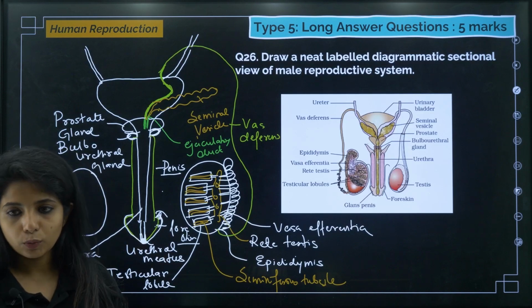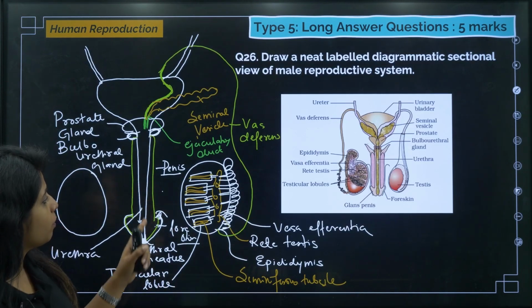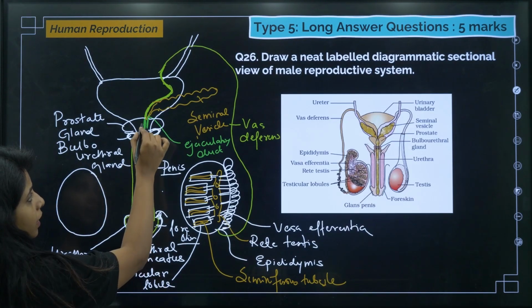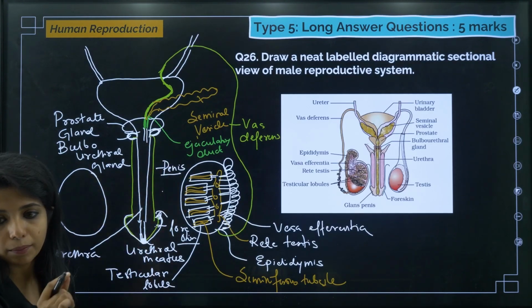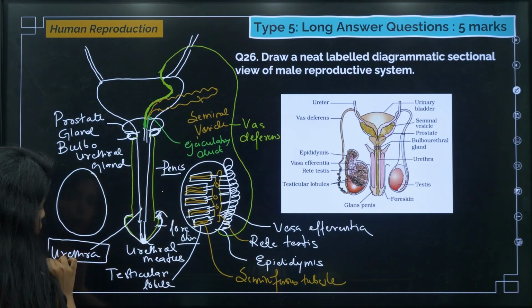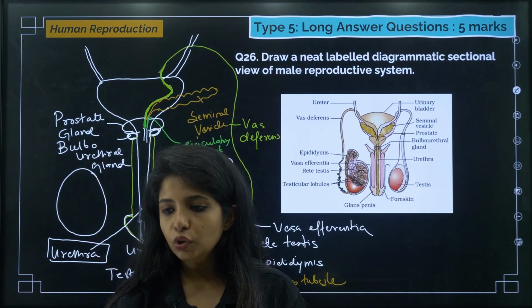That's all. Works? Okay, and also remember one thing, in the case of men, as you can see over here, the urine and the sperm travel to the same place, and that common duct is known as urethra, and that common area is known as urethra.